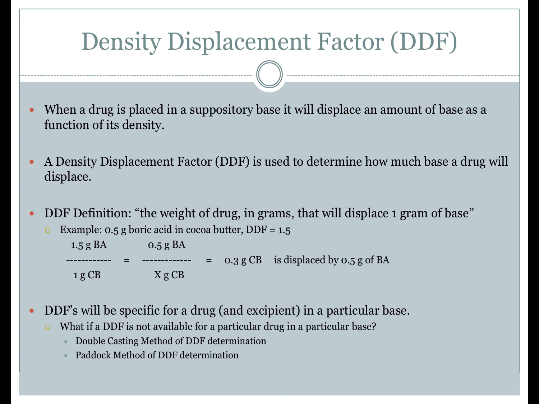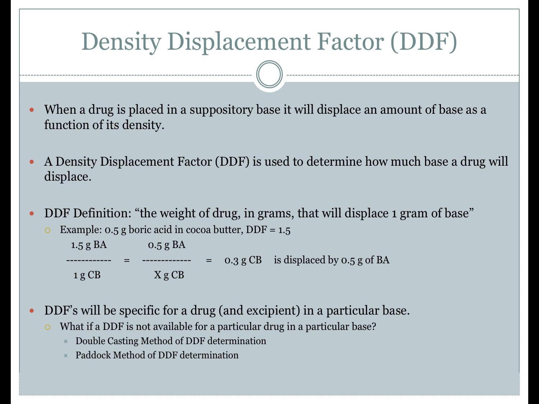Boric acid is available as a bulk powder, and the DDF for boric acid in cocoa butter is 1.5, which means that 1.5 grams of boric acid will displace exactly 1 gram of cocoa butter. We can set up the ratio of 1.5 grams boric acid over 1 gram of cocoa butter equal to 0.5 grams of boric acid over X grams of cocoa butter. Solving for X, we determine that 0.5 grams of boric acid will actually displace only 0.3 grams of cocoa butter.